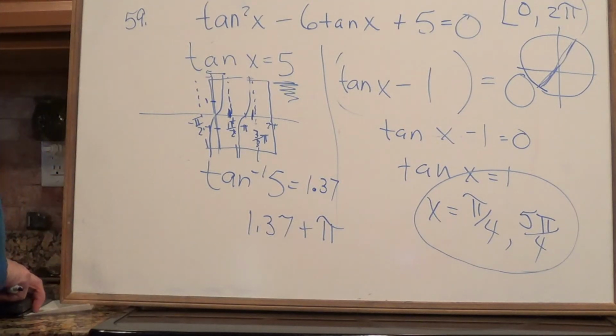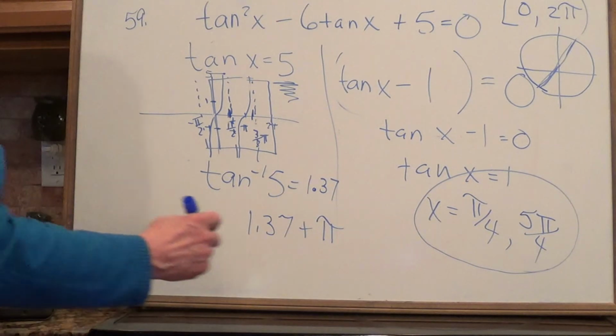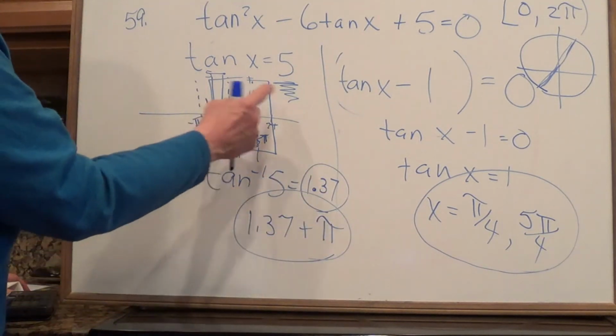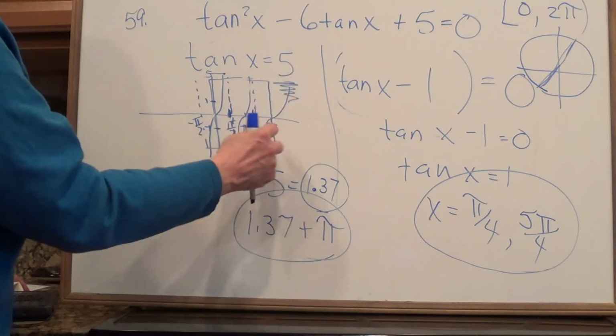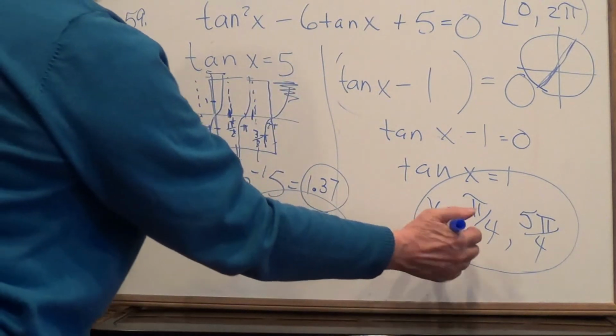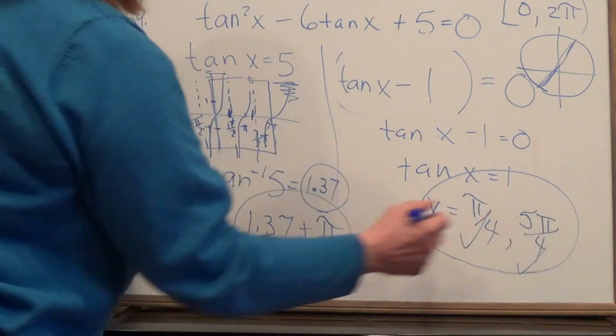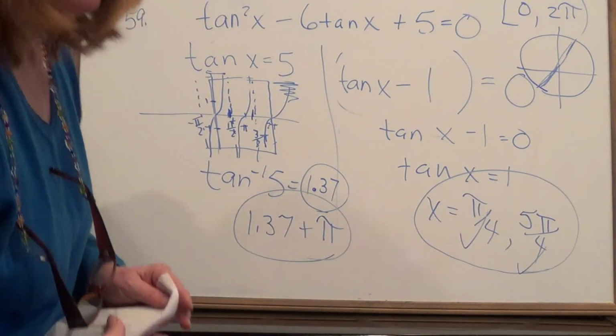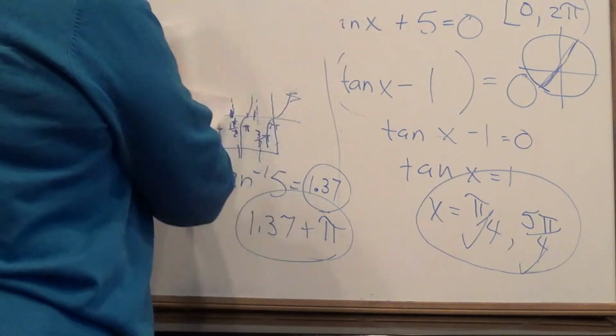So we end up with 1.37 and 1.37 plus pi, and if we went over to the next snake, you'll see that it's out of range. So we have this one, and these two. Hopefully that was helpful.